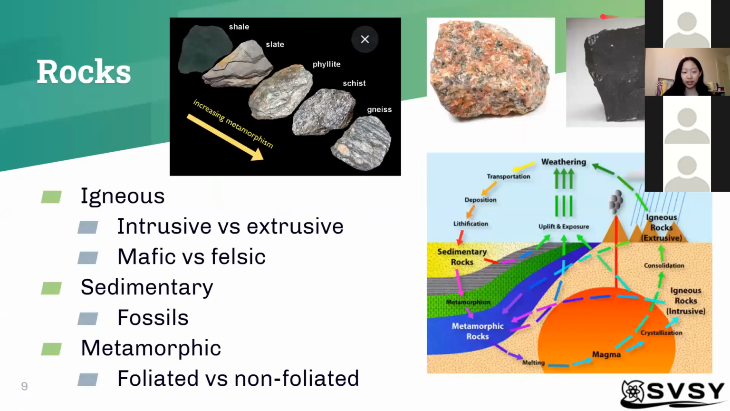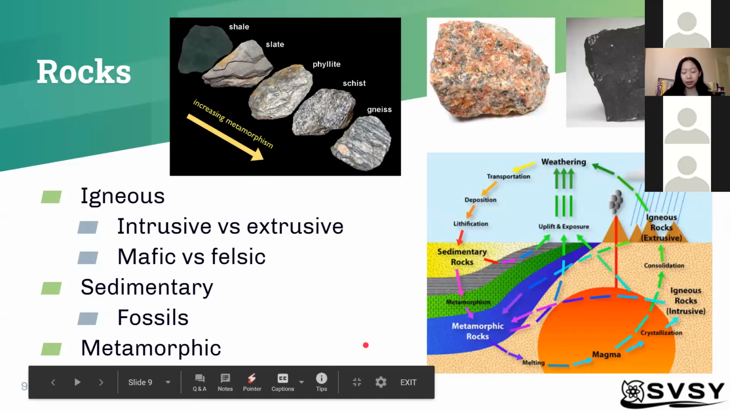Okay. Next topic would be rocks. So rocks are just a bunch of minerals that are stuck together in some way, and so they don't necessarily have the exact same composition. So that's what makes them not minerals. And there are three main categories of rocks. You have igneous, sedimentary, and metamorphic.